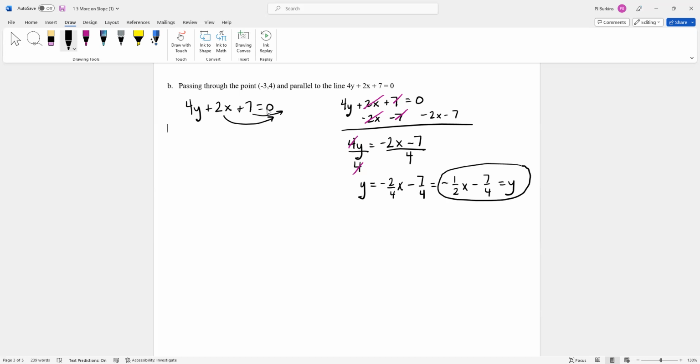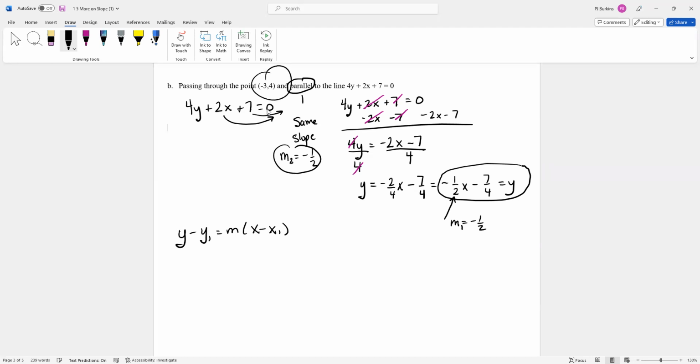All the information we need from this is the slope. So the slope is minus 1/2, and that's for line 1. If we are to be parallel, we need the same slope. And so that means the slope of line 2 is minus 1/2. So we can use our point-slope formula, plugging in the point that was given and the slope that we just found.